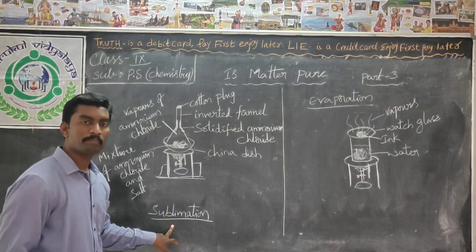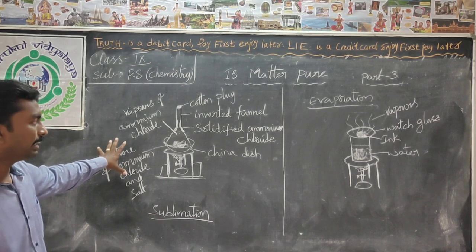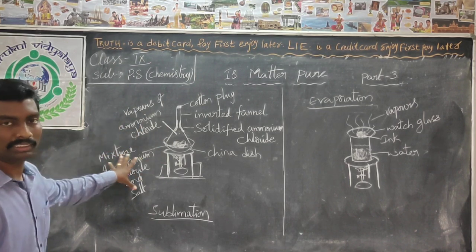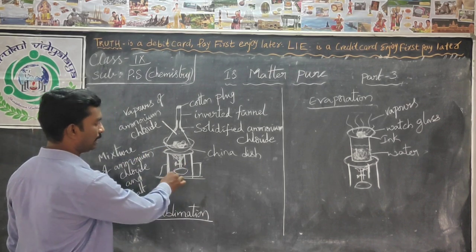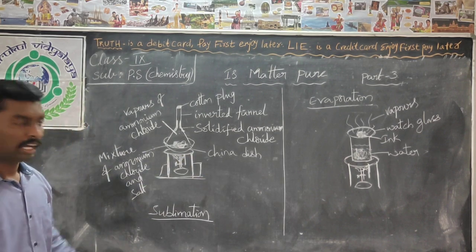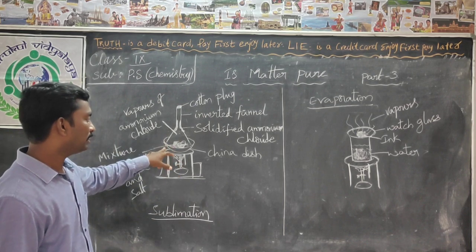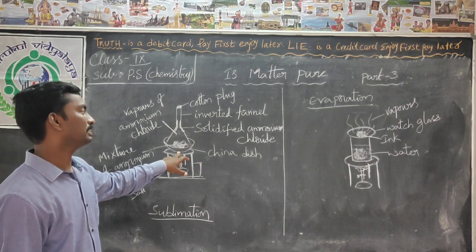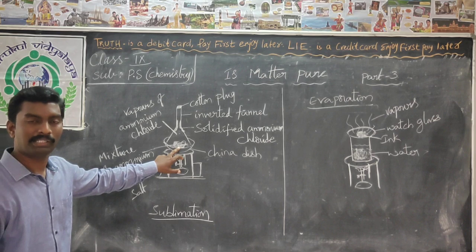Okay, so now one of the separation techniques we have to discuss is sublimation. The first one is the sublimation technique. Look at the picture. What are we seeing here? The apparatus is arranged. On a table, one tripod stand is arranged. Under the tripod stand, one burner is placed. On the stand, one china dish is placed. In the china dish, a mixture of ammonium chloride and salt is placed.